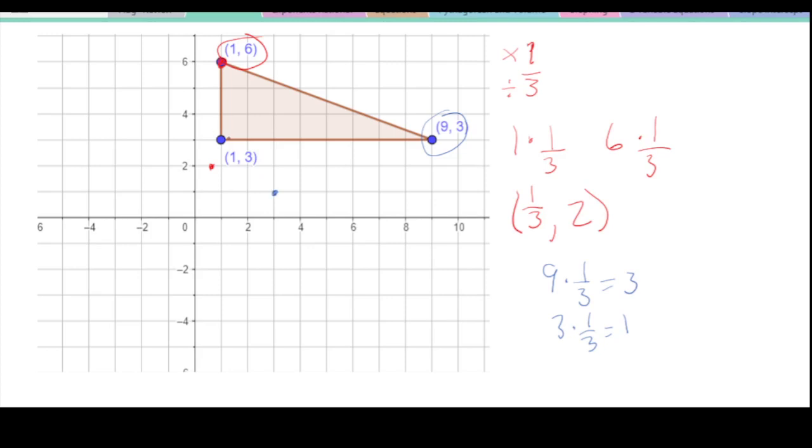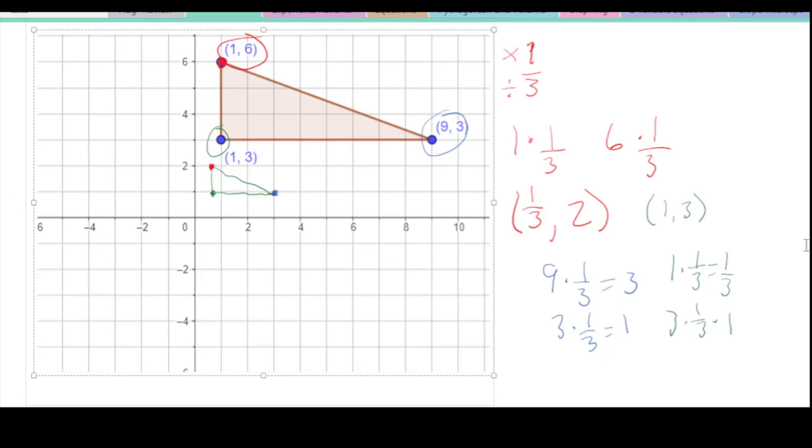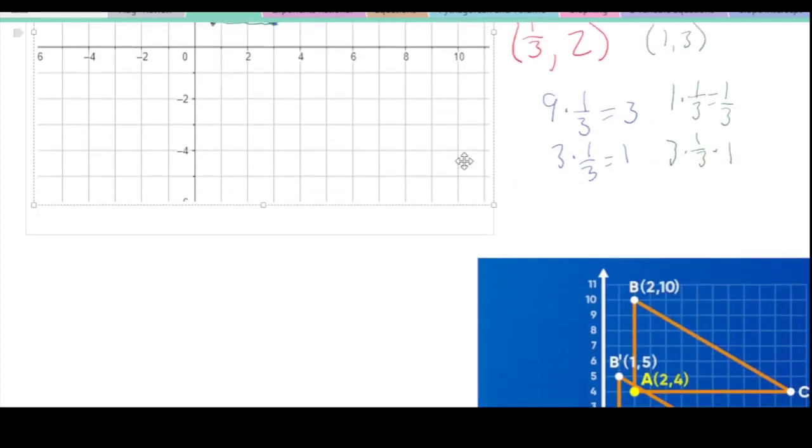And then my last point, which is at 1, 3, so 1 times 1/3 is just 1/3. And 3 times 1/3, again, is just 1. Because again, times 1/3, when you really think about it, is just divided by 3. And there's my new shape. See, it's still that right triangle, if I can draw that better. It is just a scaled version of it. And so this is a reduction.